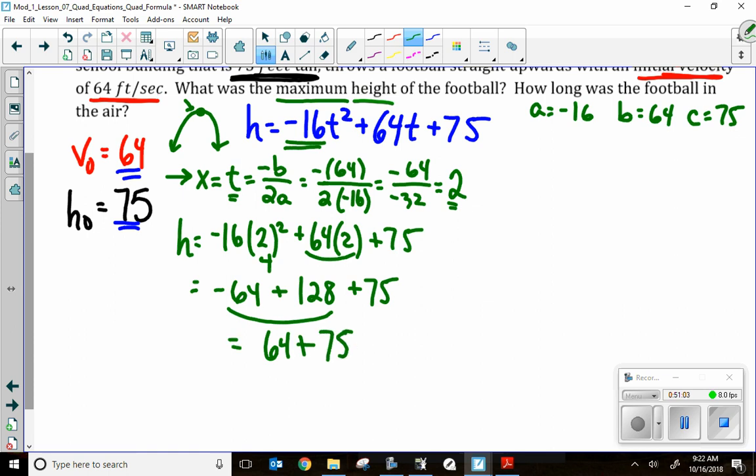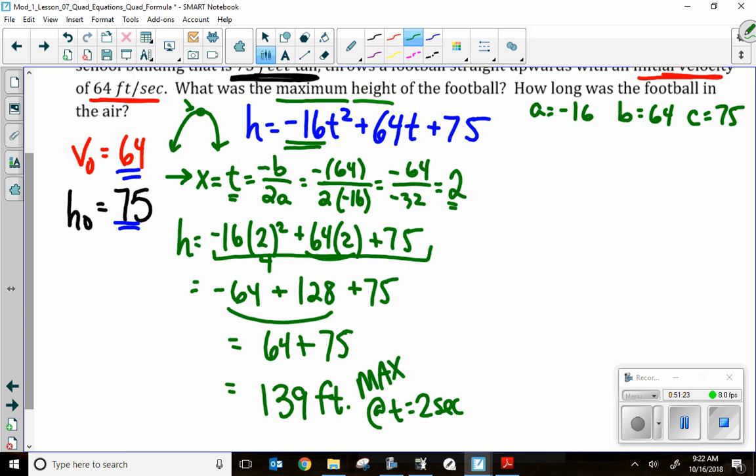All right. These two would give me a positive 64 plus my 75. And you can do this in the calculator. You can put that right in the calculator, but I'm using mental math. It keeps me sharp. All right, that should equal 139 feet. So this is the max height, 139 feet at a time of 2 seconds. That's when it happens. That seems like a lot, and we are only halfway done with the problem. Wait till I show you how the calculator would have helped us. Yeah, it would have been nice to use a calculator on this problem.